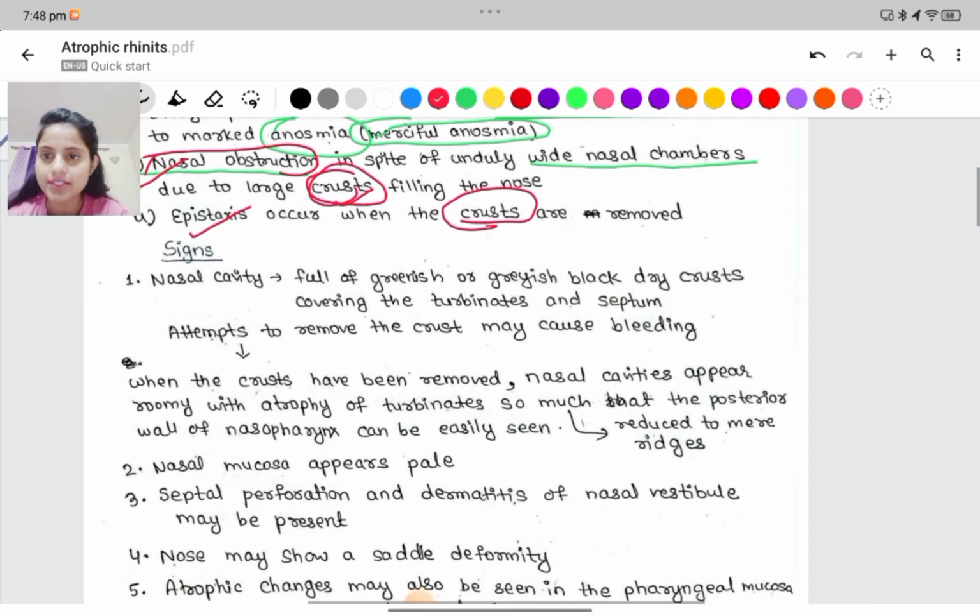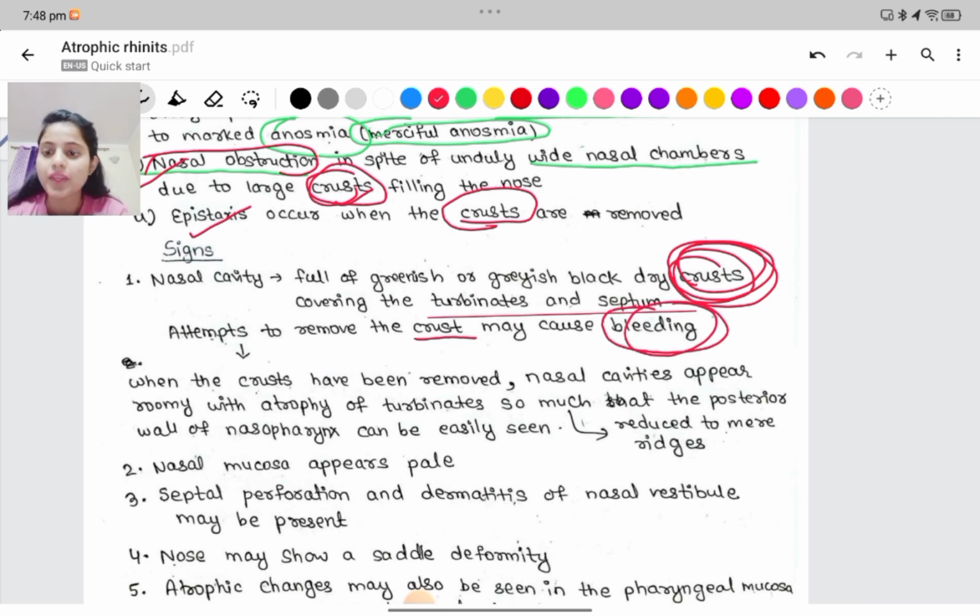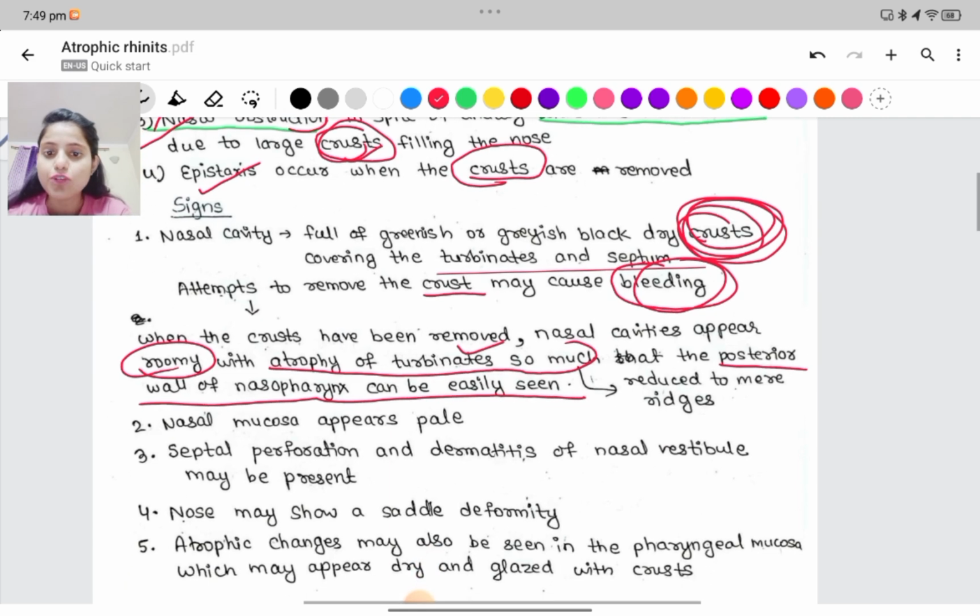On examination of the nasal cavity, we see it full of greenish or grayish black dry crust. We see the crust covering the turbinates and the septum. When we try to remove the crust, it may cause bleeding. When the crust has been removed, the nasal cavities appear roomy with atrophy of the turbinates so much that the posterior wall of the nasopharynx can easily be seen. The atrophy is so much that the turbinates are reduced to mere ridges.